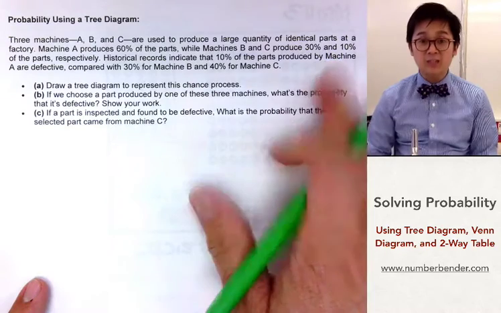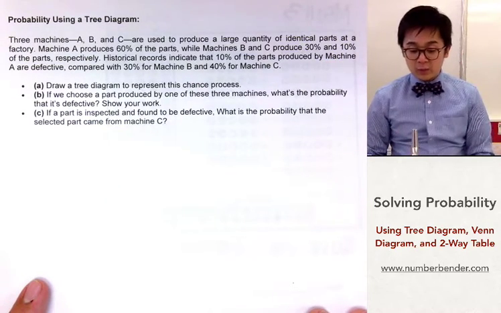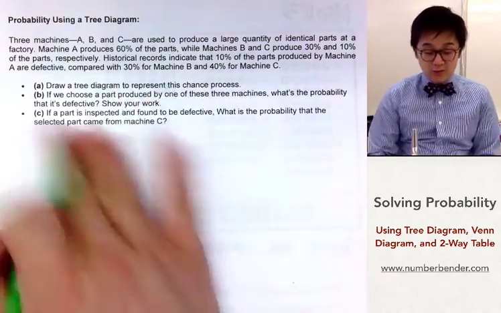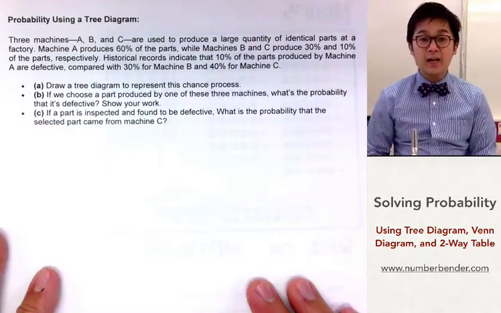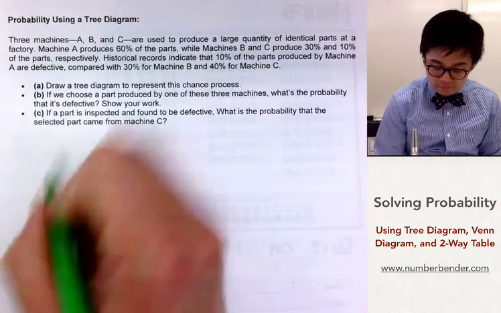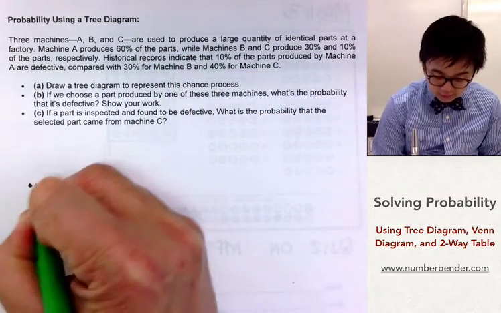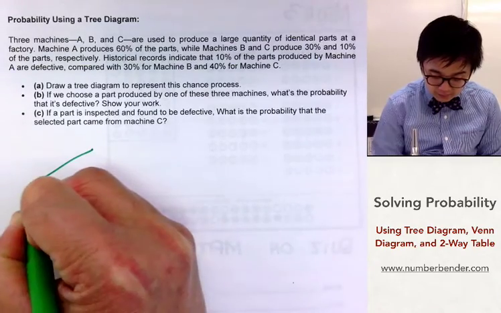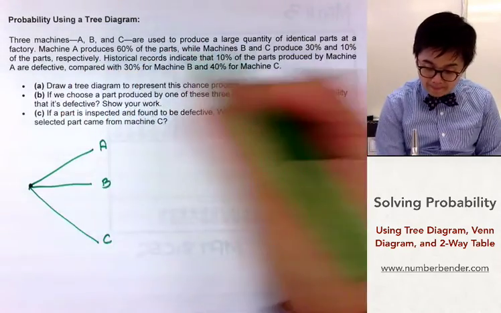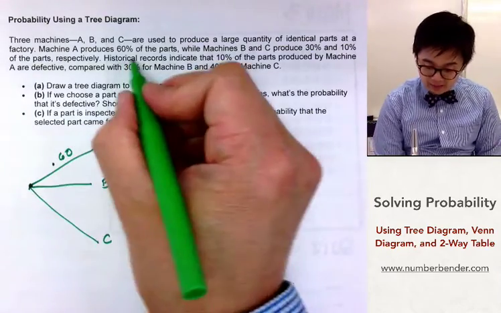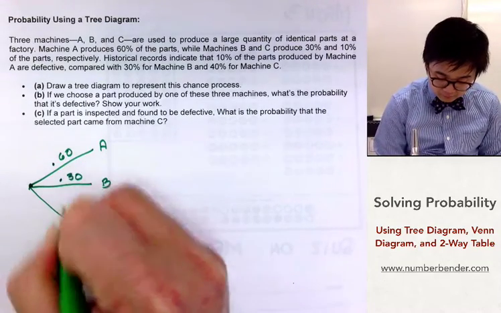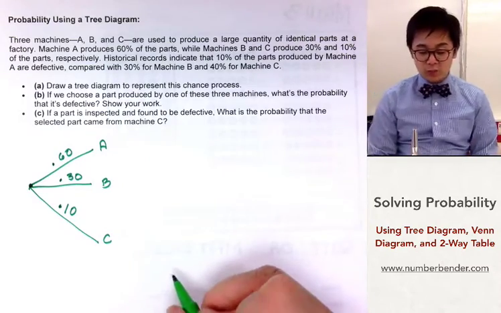So those percentages are the probabilities that the parts are defective coming from machines A, B, and C. Now, to answer letters B and C, we need to make a tree diagram to better understand what we are answering. So let's start with the three machines, A, B, and C. Machine A produces 60%, and B and C produce 30% and 10%. That's the distribution of the parts among the machines.